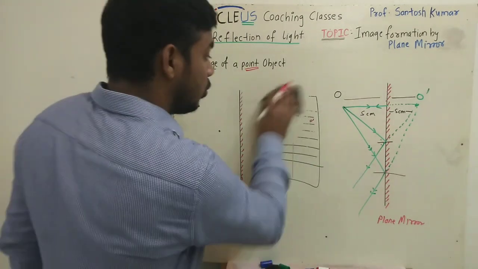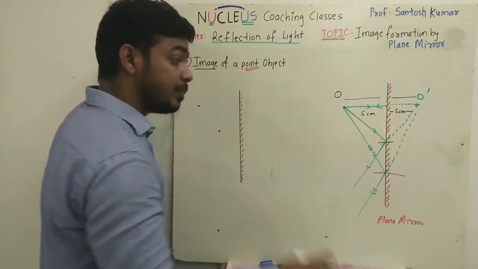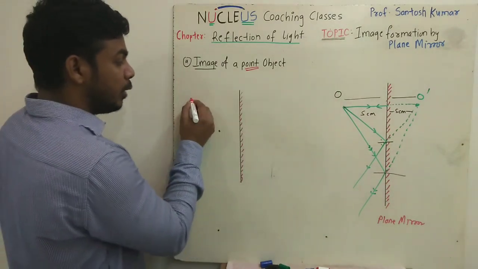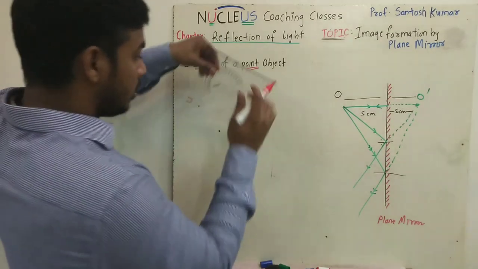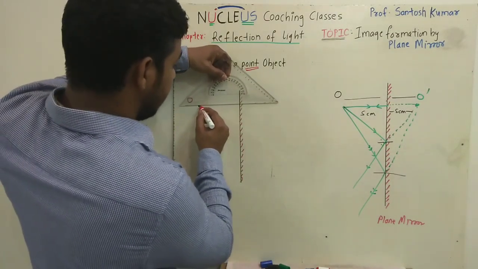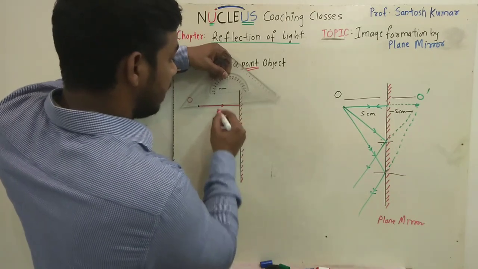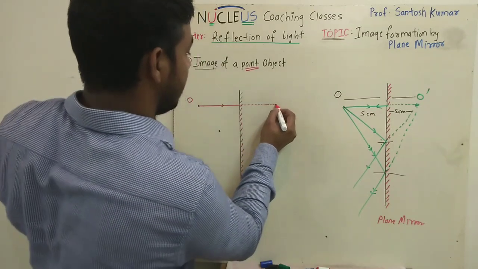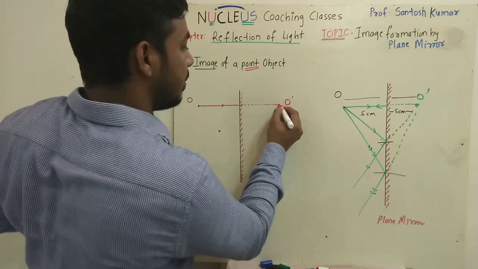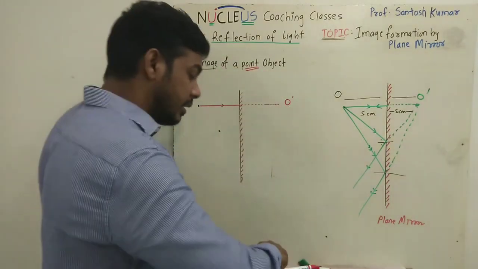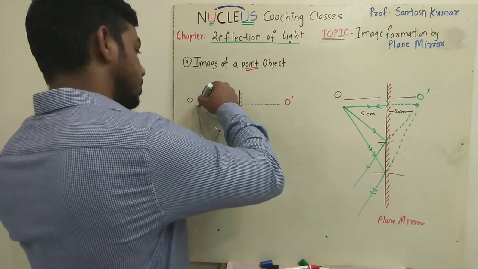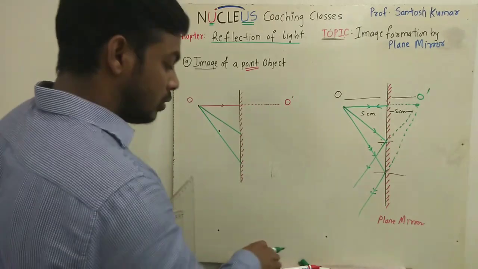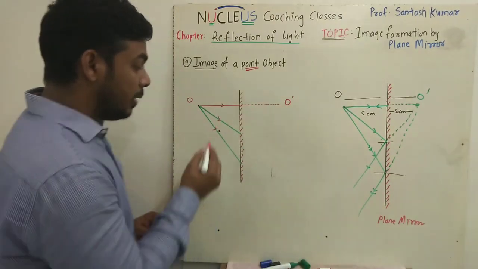I am telling you the steps to form this image properly. I have considered a point object O at a distance of 5 centimeter. I will draw a ray normal to the mirror and extend it till 5 centimeter, and I already know that the image will be O dash. I will consider another ray, see this ray, and I will consider this ray also. These are the two rays which are incident obliquely on the mirror.